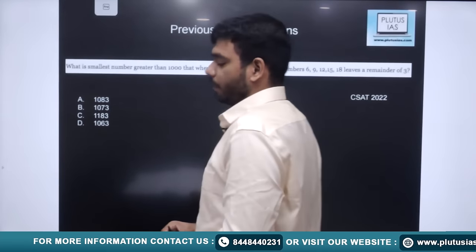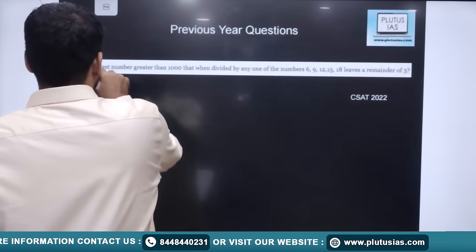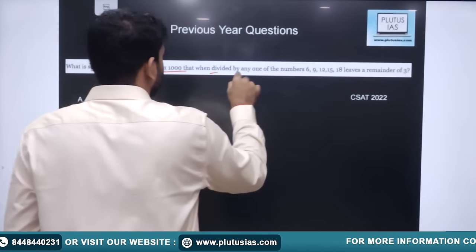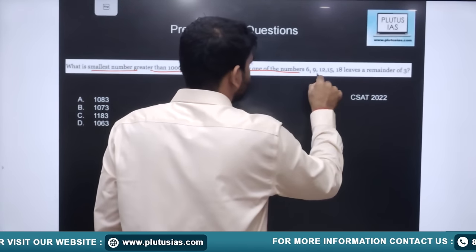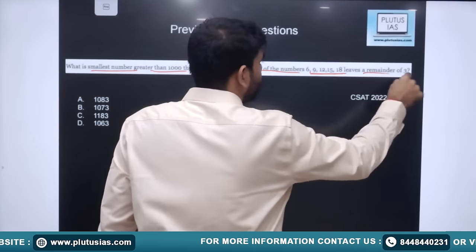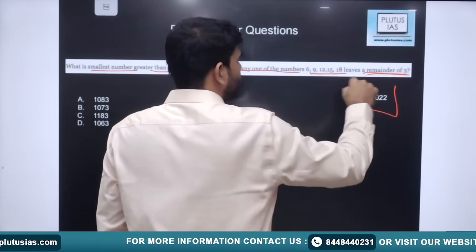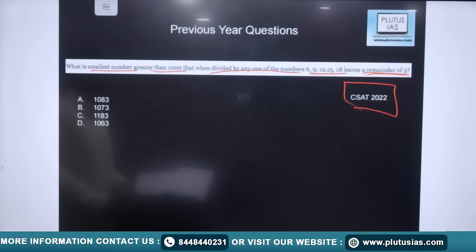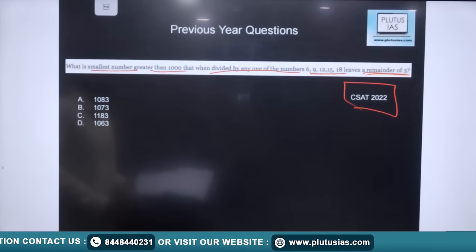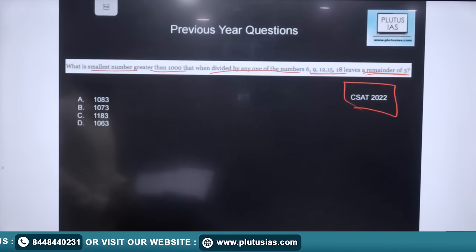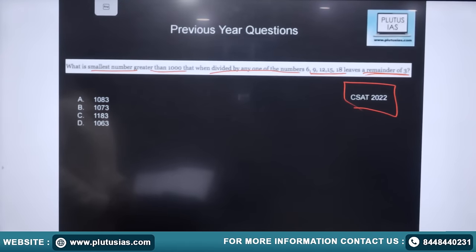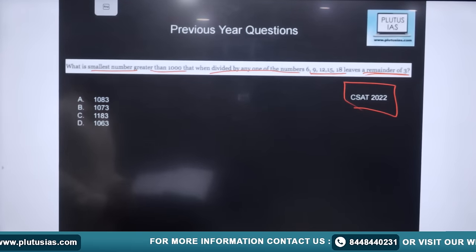Next question. This is saying: what is the smallest number greater than 1000 that when divided by any one of the numbers 6, 9, 12, 15, 18 leaves a remainder 3? This was asked in CSAT 2022. I'll read the question again. What is the smallest number greater than 1000 that when divided by any one of the numbers 6, 9, 12, 15 and 18 leaves a remainder of 3, right?